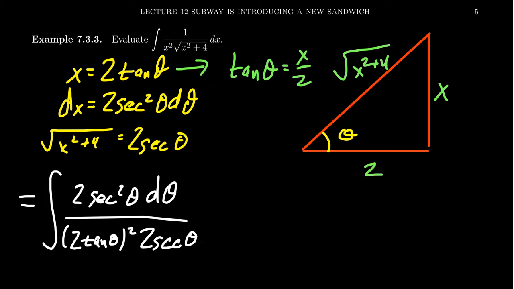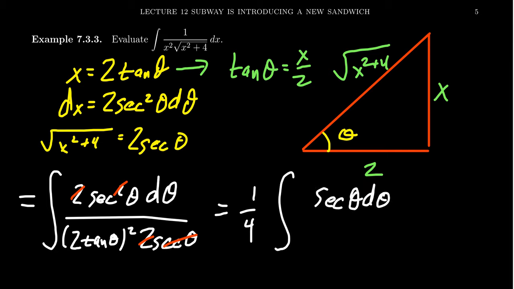And so then once we've switched everything from x to theta, simplify things as appropriate, right? So there's a 2 on top, we can cancel with that 2. There's a secant on the bottom that cancels with one of the secants on the top. The 2 on the bottom here, you'll square to get a 4. That's a constant multiple, I'll factor out. We get 1/4 the integral of secant theta d theta all over tangent squared.